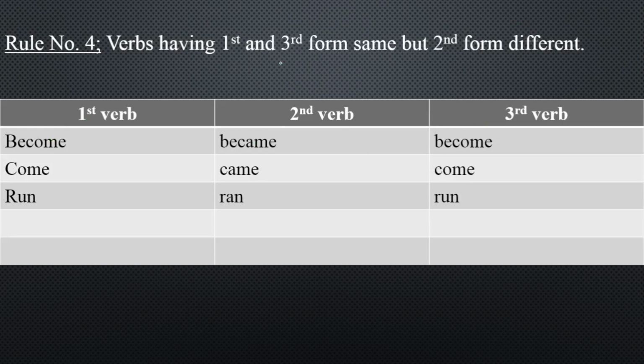Rule number four, verbs having first and third forms the same, but the second form different. Like become, became, become. The first and the third are the same, but the second is different. Come, came, come, run, ran, run.